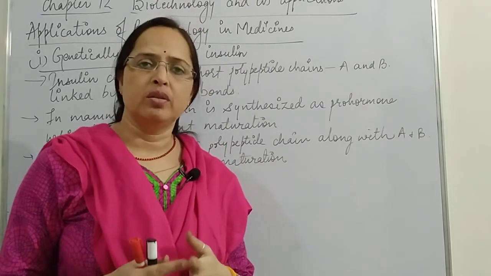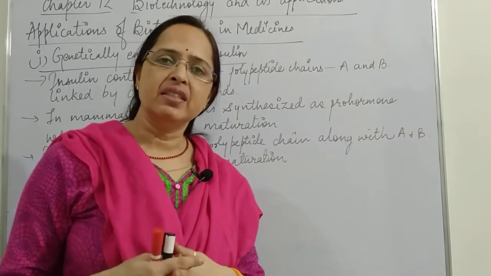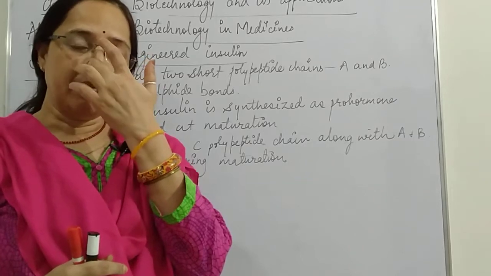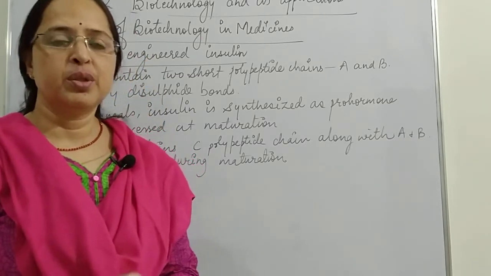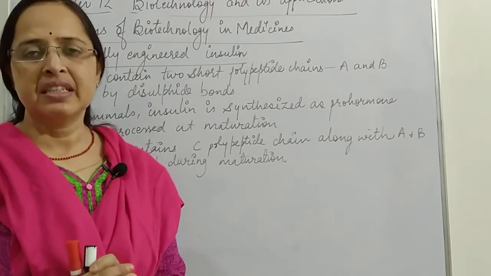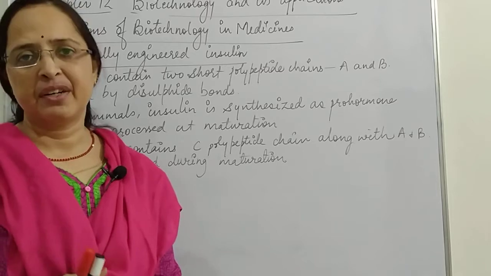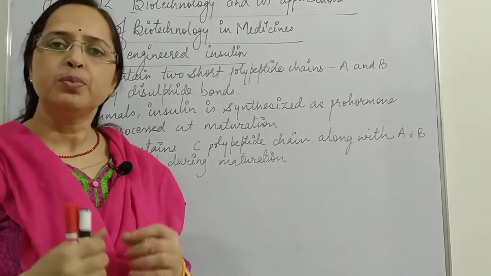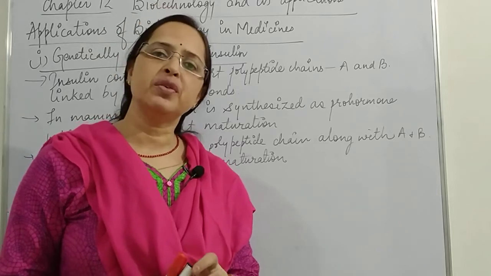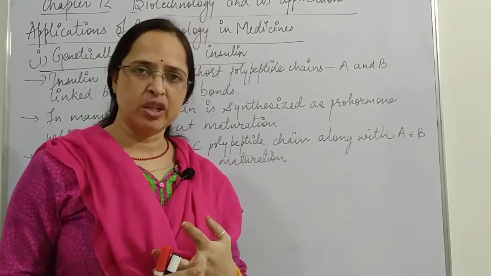And these two polypeptide chains used to join by disulfide bonding. But what will happen when this insulin is released? During that time, it is not active. It is called proinsulin, inactive insulin.